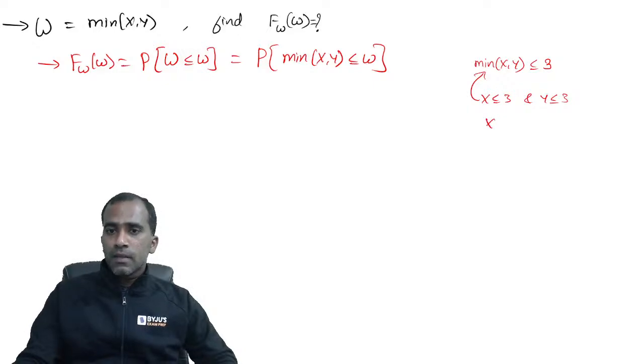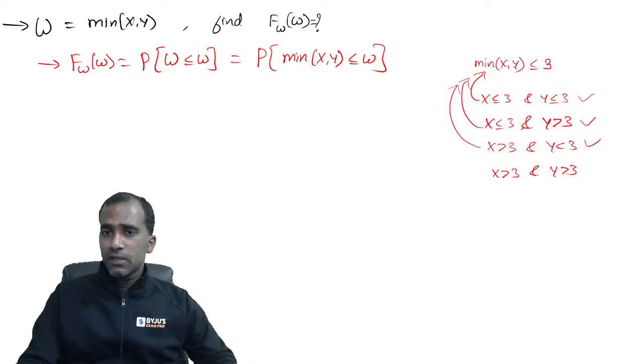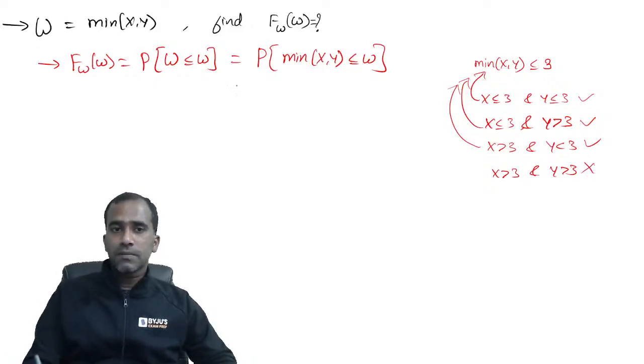Correct? And if x is less than or equal to 3 and y greater than 3, then what happens? Here one of them is less than 3, so the minimum also will be less than 3, no? If x is greater than 3 and y is less than 3, then also this will happen. So in all these three cases this relation is satisfied. Only one case, x greater than 3 and y also greater than 3, where the minimum will also be greater than 3. Only in this case it is not satisfied.